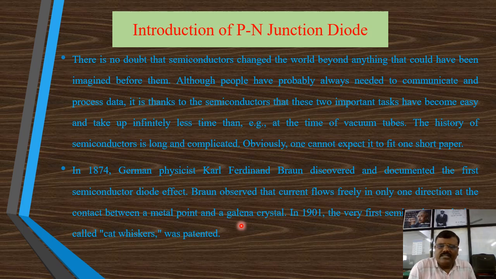In the year 1875, German physicist Carl Ferdinand Braun discovered and documented the first semiconductor diode effect. Braun observed current flows freely in only one direction at the contact between a metal point and a galena crystal. And in the year 1901, the first semiconductor device, called the cat's whisker, was patented.